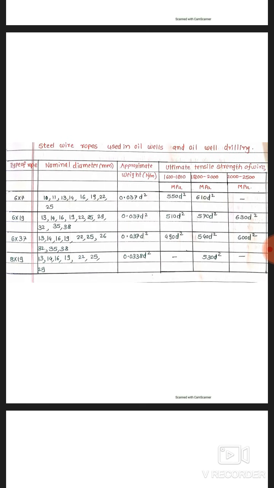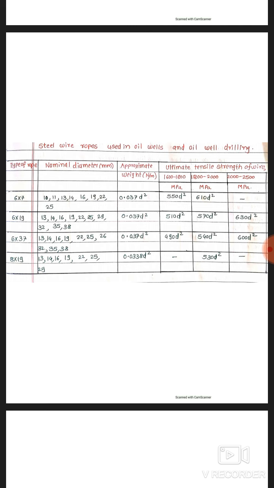The next application of steel wire rope is in oil wells and oil well drilling, where 4 different types of wire ropes are used, that is 6 by 7, 6 by 19, 6 by 37 and 8 by 19. The nominal diameter for the 6 by 7 type of rope is 10 mm, 11, 13, 14, 16, 19, 22 and 25. The approximate weight is 0.037 into d square, in Newton per meter.